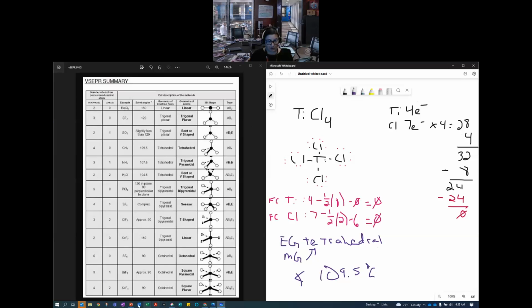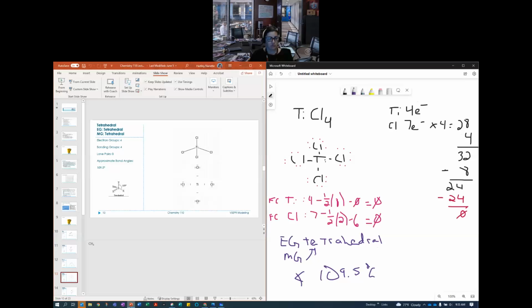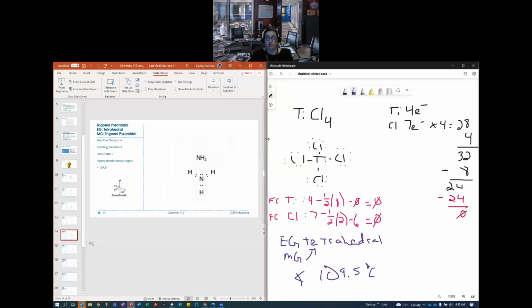Questions, comments, problems on TiCl4? I hope not. Again, this is a tetrahedral. Everybody's tetrahedral there. Awesome possum. We're good. Yay! Let's talk about our next structure.